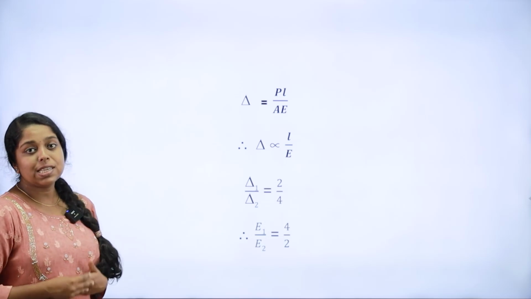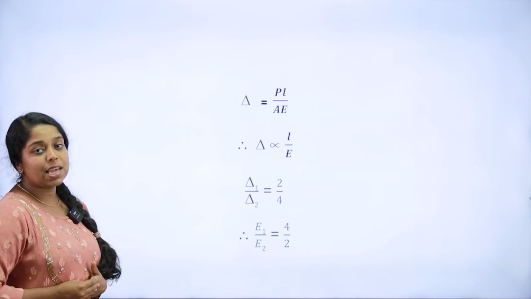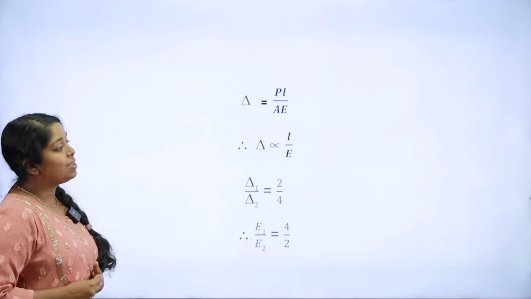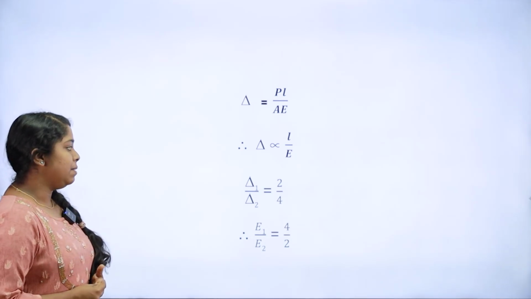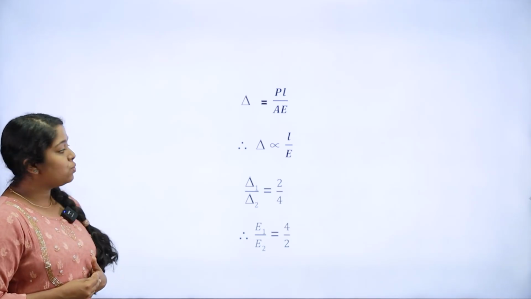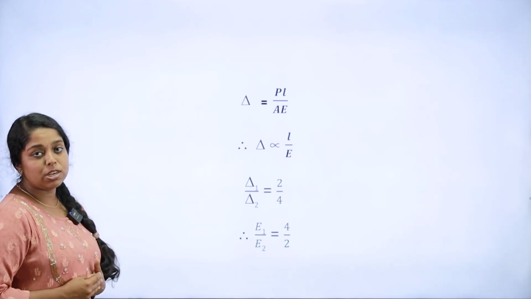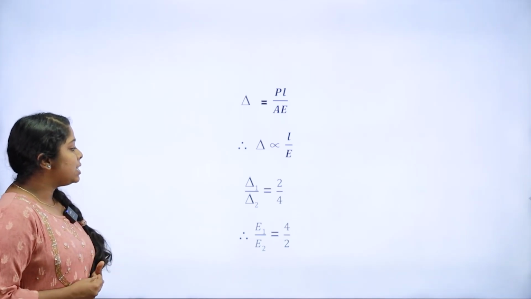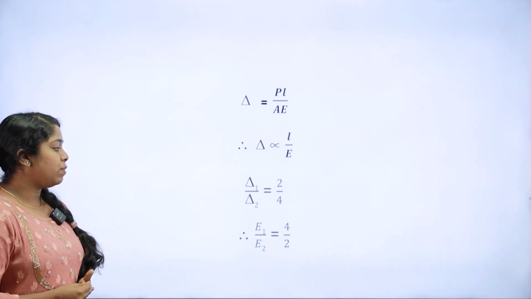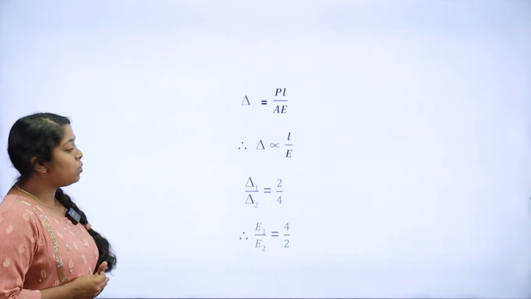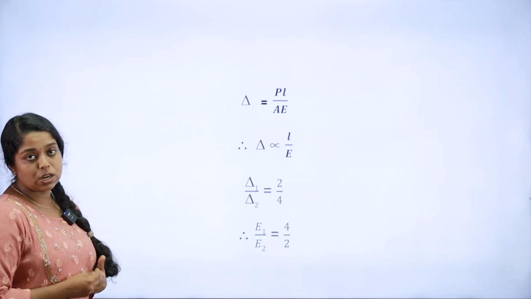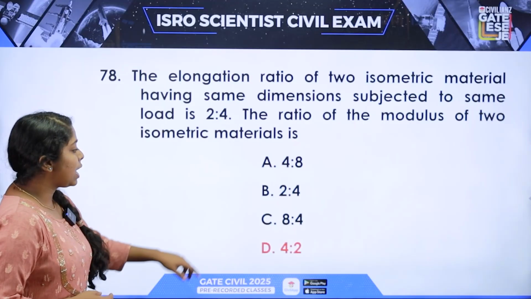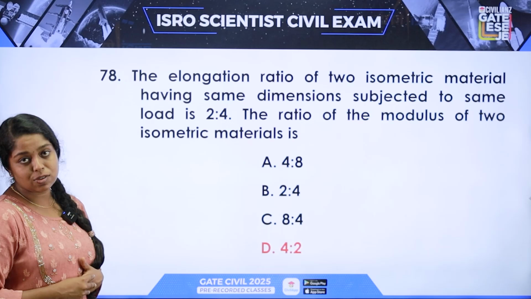So as the material is isometric and it has same dimension, the equation will reduce to delta is proportional to L by E. So delta 1 by delta 2 is equal to 2 by 4. As the dimension is same, we can avoid the factor of L. Then the delta 1 by delta 2 is equal to 2 by 4. So next the ratio is equal to E1 by E2, which is equal to 4 by 2, as delta is inversely proportional to E. Then the right answer is option D, 4:2.